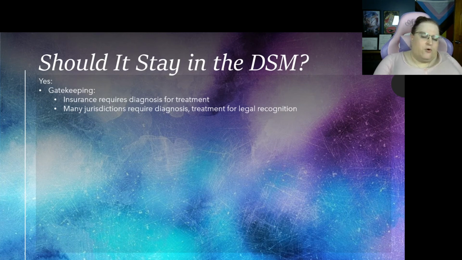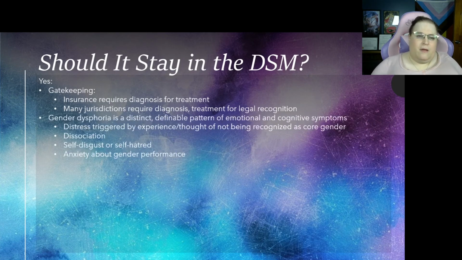That kind of jumping through hoops is often what is required, and to make it possible, there has to be a diagnosis that doctors can give. In addition, gender dysphoria is a distinct and definable pattern of emotional and cognitive symptoms. It occurs only in trans people. It is not identical to being trans, the way it's currently worded in the DSM, but we can make a start at identifying some symptoms of it, and further research could identify sufficient criteria to make it a DSM diagnosis.